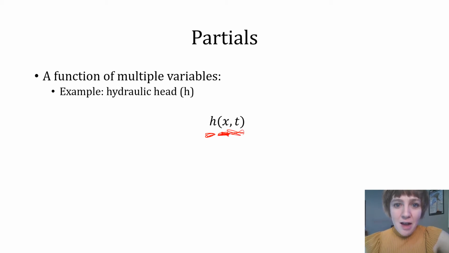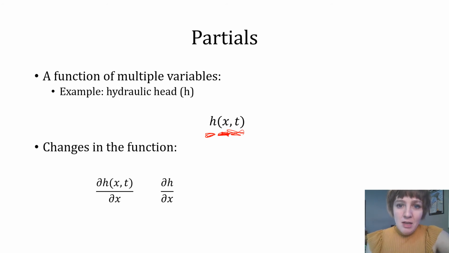distance and time. To examine how this hydraulic head changes in space, we can take the partial derivative with respect to space. This is called a partial derivative, and this curly symbol is the nomenclature. It's called a partial derivative because it only describes one of multiple ways that the function changes. If instead we wanted to examine how the function hydraulic head changes with time, we would take the partial derivative with respect to time, like this.